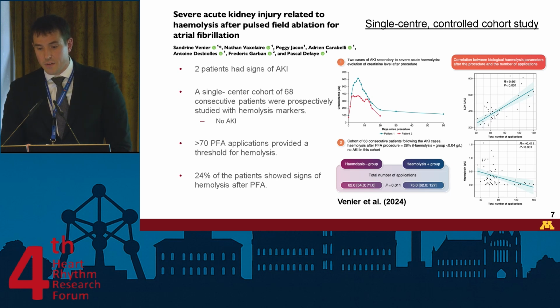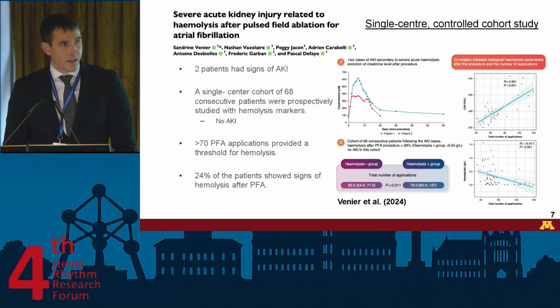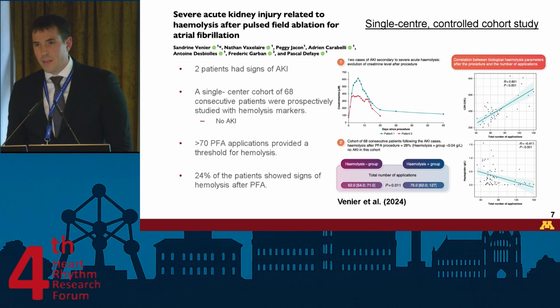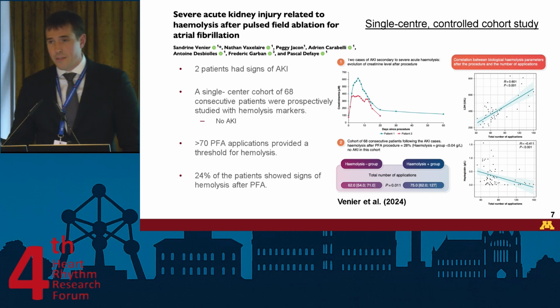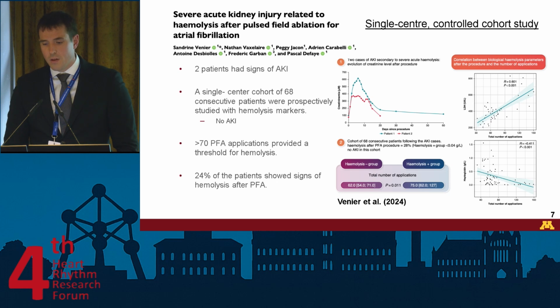Similarly, Venier had 2 patients that he used as an indication. So he decided to do a single-center cohort study with 68 patients where they did all of their ablations, and then they didn't find any acute kidney injury. But an interesting thing that they came up with was around 70 pulse field ablations, depending on their catheter used, which was the FARAWAVE, was relatively safe, and up to 100 was more indicative of hemolysis occurring.